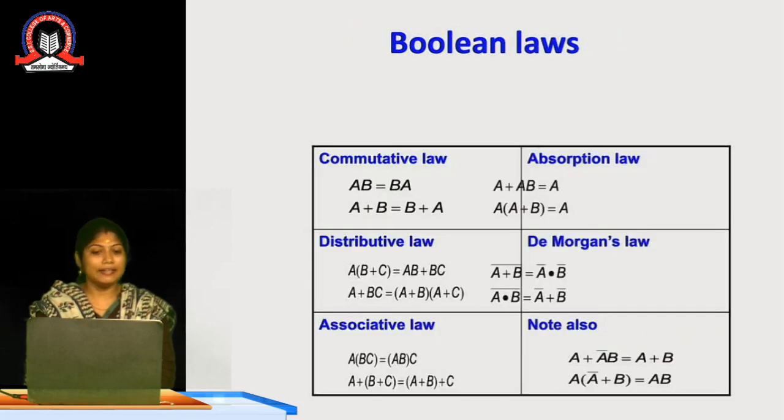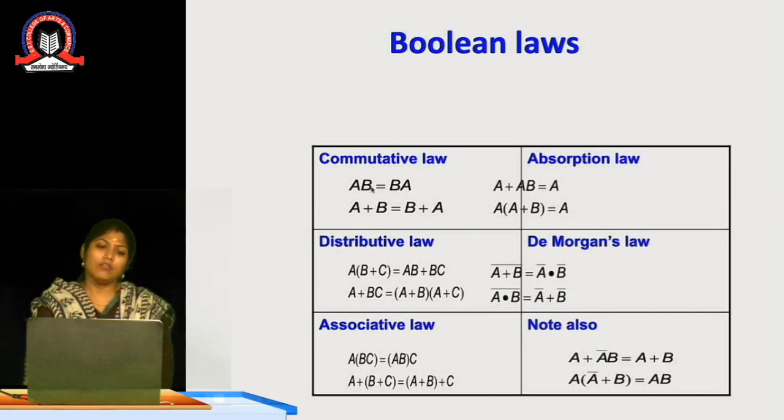These are some identities, and these are very important Boolean laws. We should know this by heart so that we can easily prove logical expressions. In these laws, there are commutative law, distributive law, associative law, absorption law, and De Morgan's law. For De Morgan's law, we will have another lecture, in which I will discuss it. So basically you have to remember only these three laws.